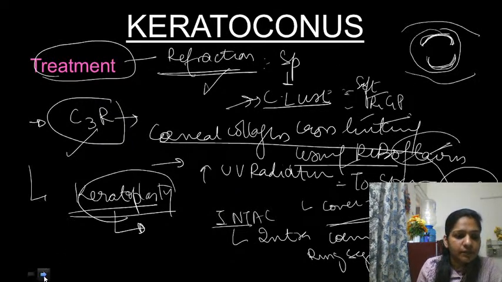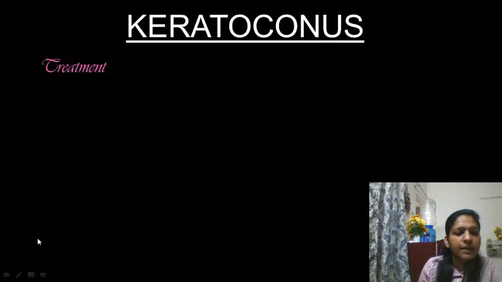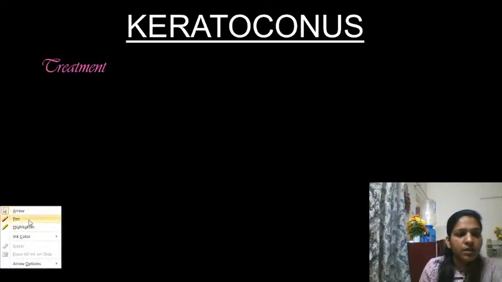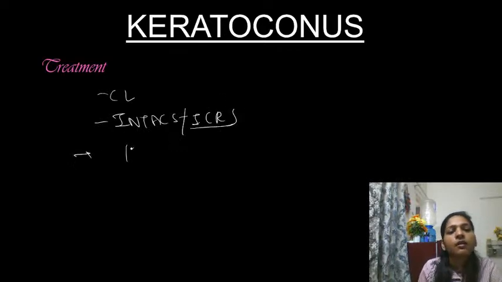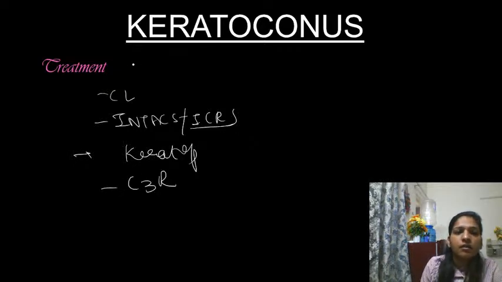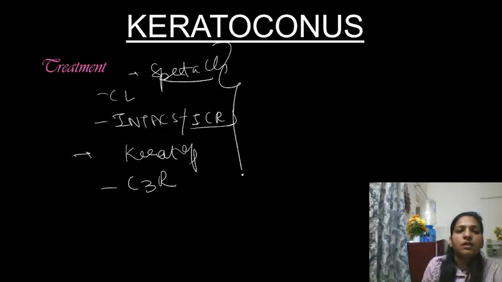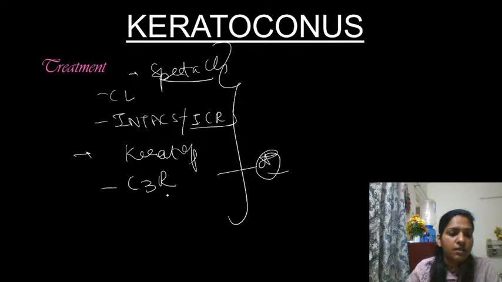Right, fine. Treatment of keratoconus I have already explained to you. Just repeating: contact lens, Intacs, ICRS (intracorneal ring segments), keratoplasty, C3R and spectacles. Main treatment for keratoconus, right?